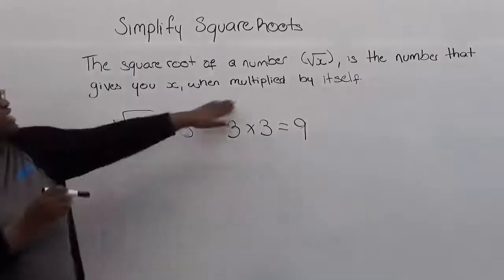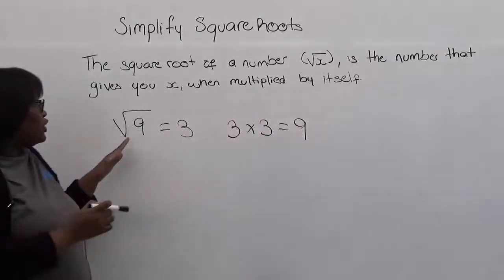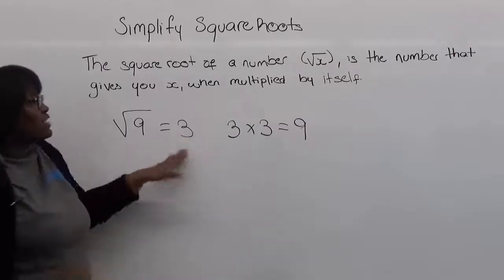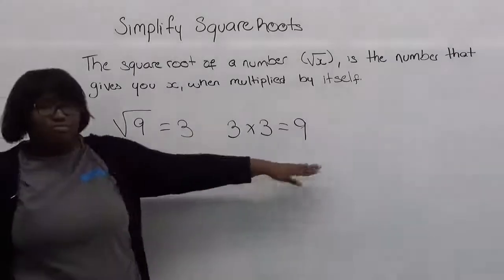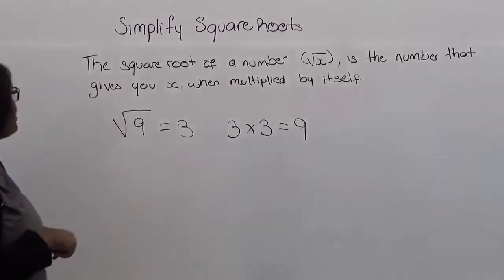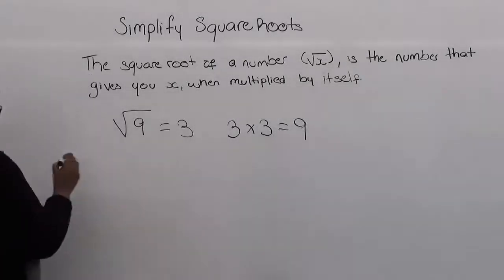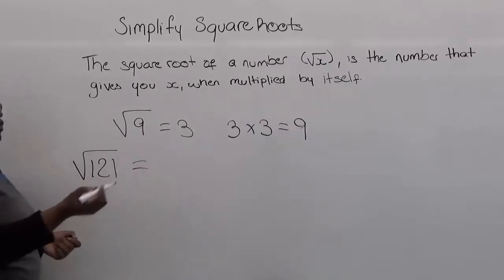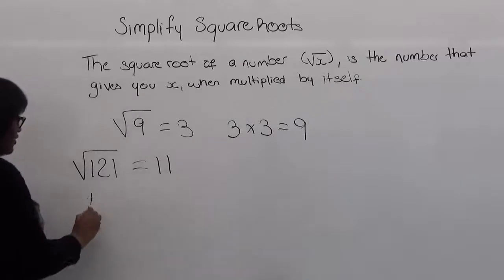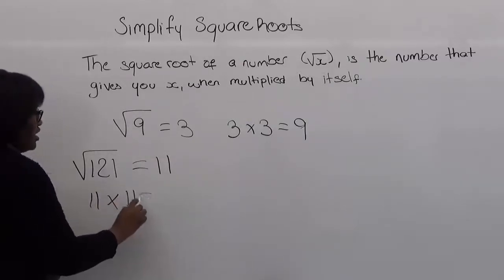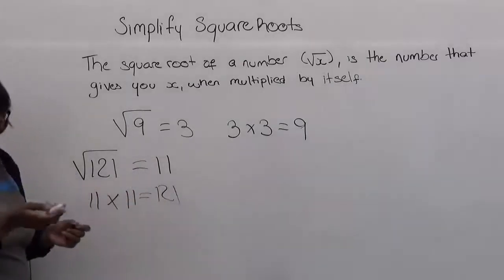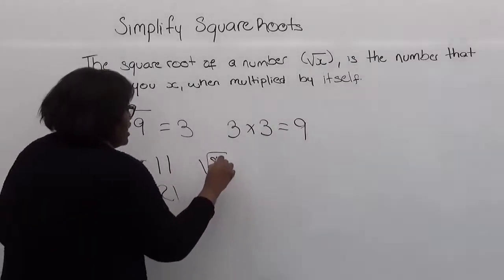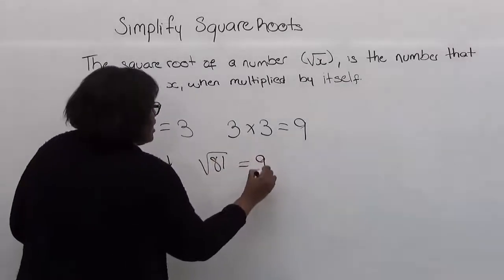So as the definition says, the square root of a number, which would be the square root of 9, is the number 3 that when it's multiplied by itself, it gives you 9. Okay, so more examples of square root would be if you had the square root of 121, that would be 11, because 11 times 11 equals 121. You may also have the square root of 81, which is 9.